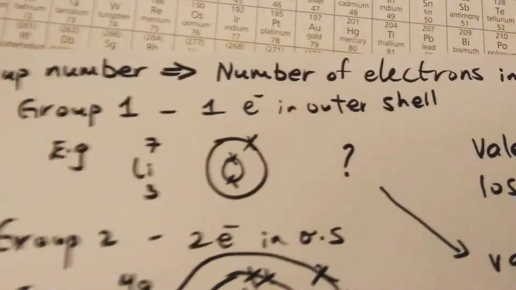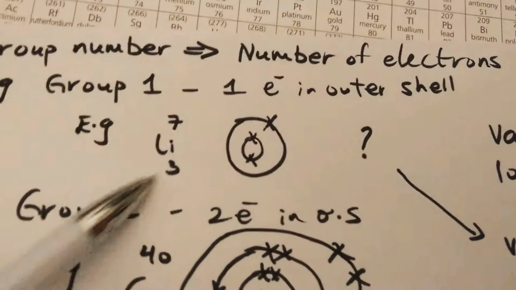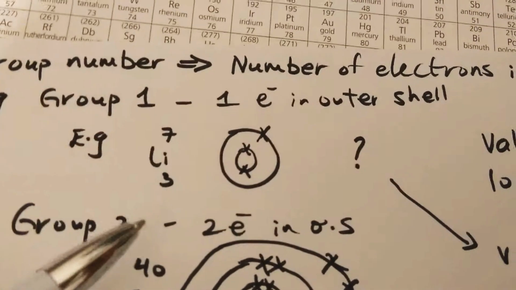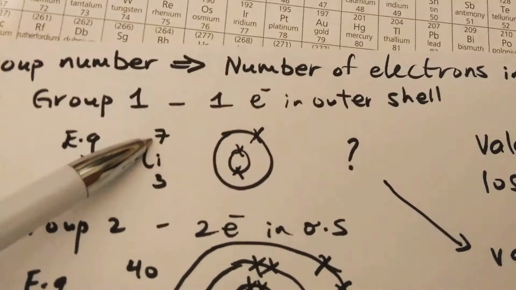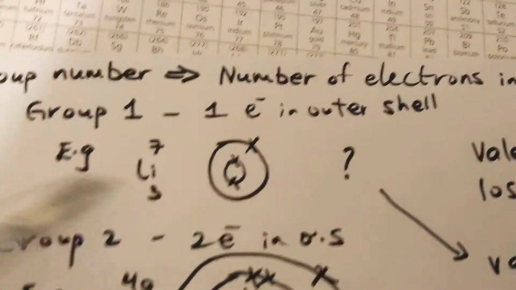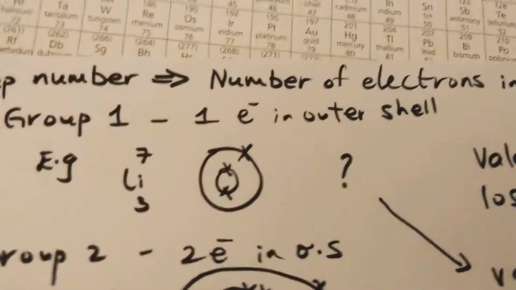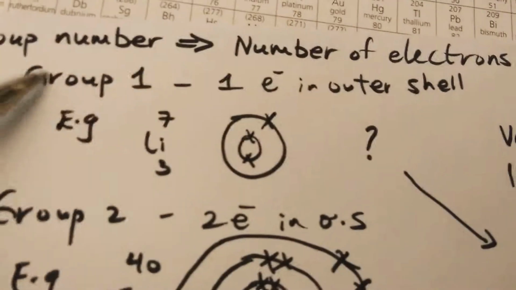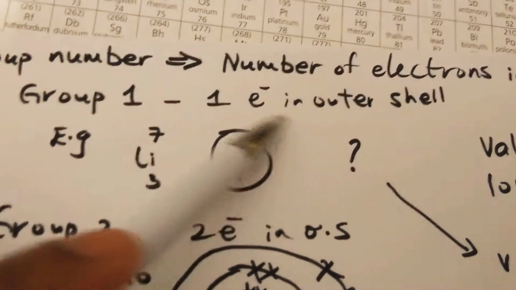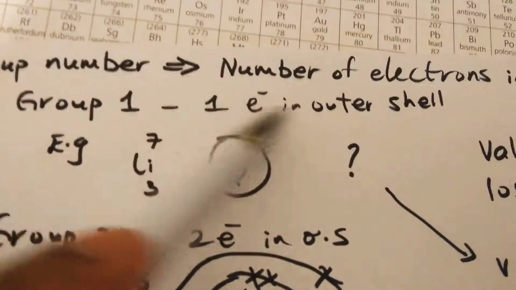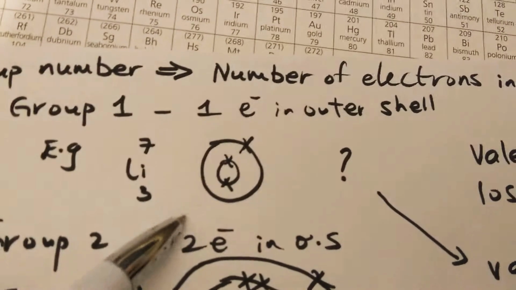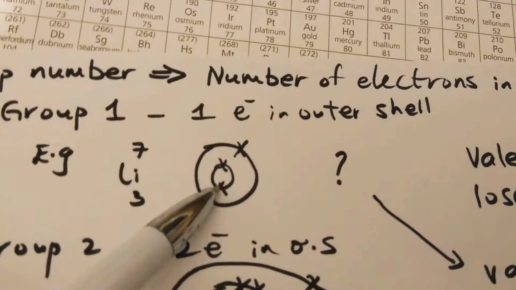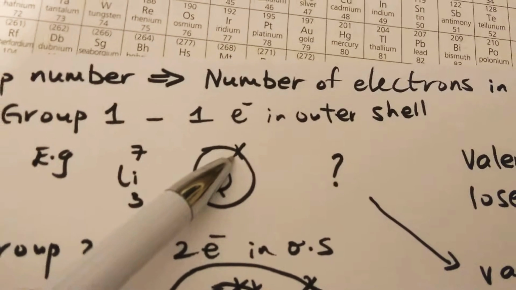For instance, group 1, what do you see? I've taken lithium. So lithium has proton number 3 and mass number 7. So proton number 3, which is always the smallest number, it means it has 3 electrons. And since it is in group 1, it has one electron in its outer shell. You can see the proof here. 3 proton number, 2 in the inner shell, 1 electron in the outer shell.